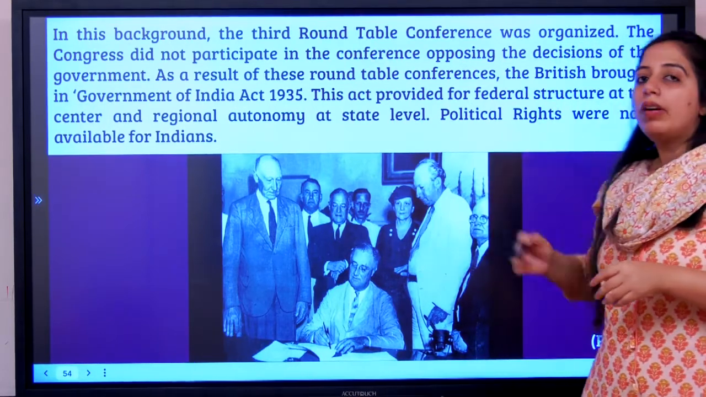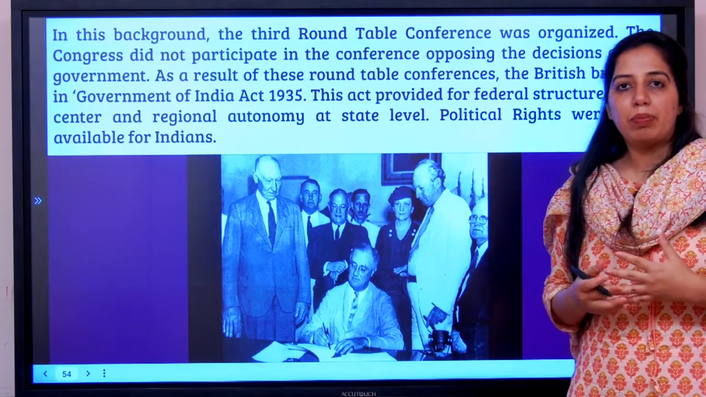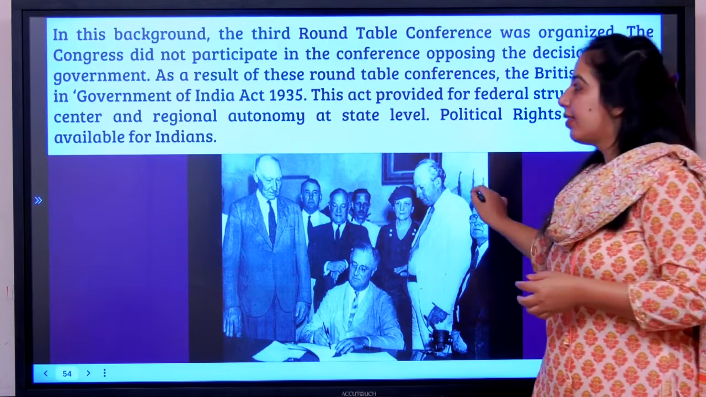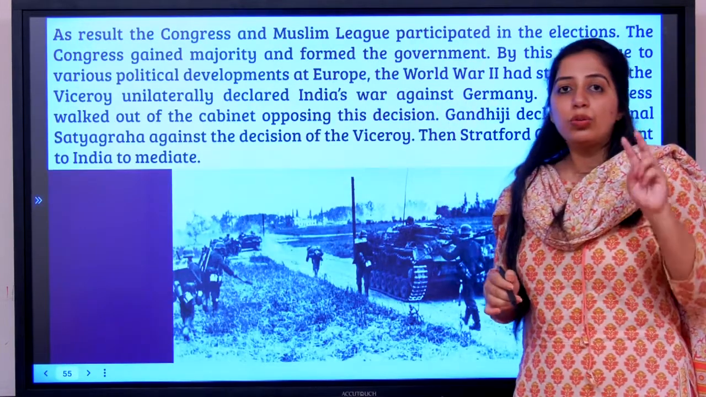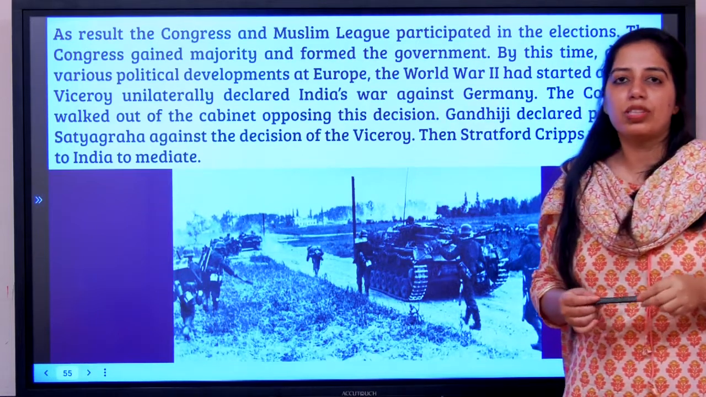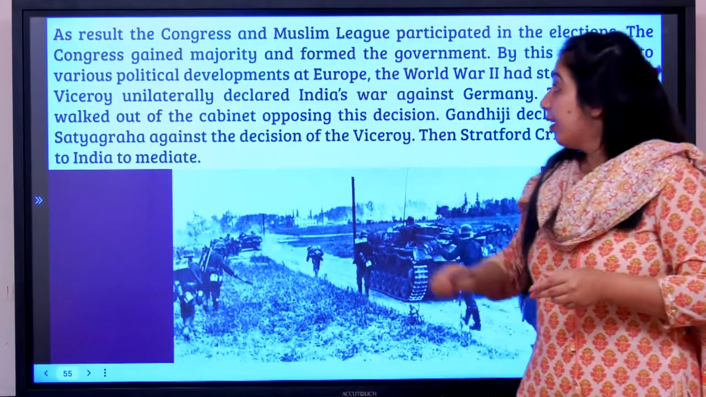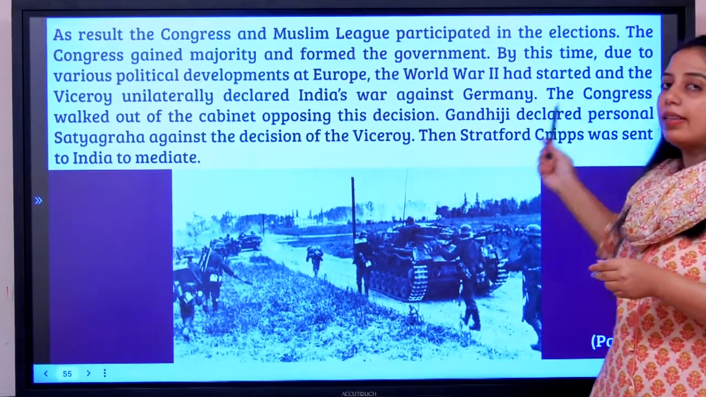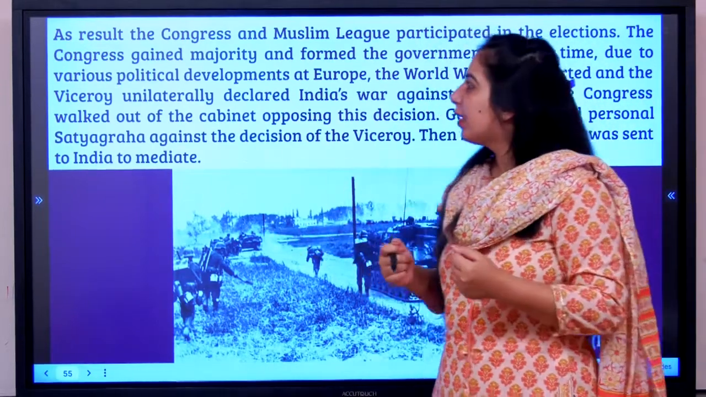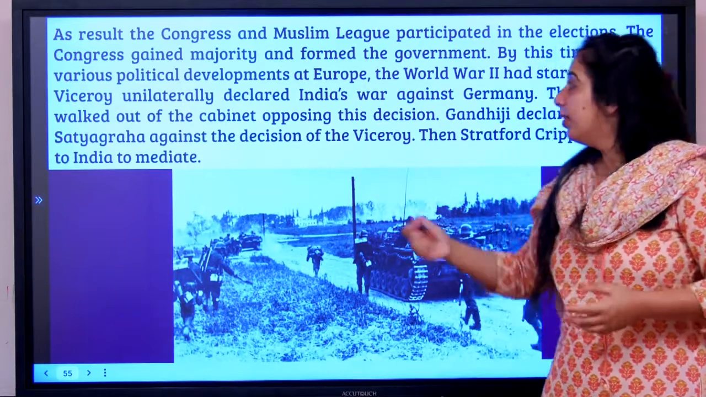Political rights were now available. What is the meaning of political rights? Right to express your opinion, right to vote. All of these are political rights. Two consequences of Government of India Act 1935. Again, a very important question from examination point of view. So as a result, the Congress and the Muslim League participated in the elections because now everything is open for Indians to participate in. The Congress got majority and they formed the government.